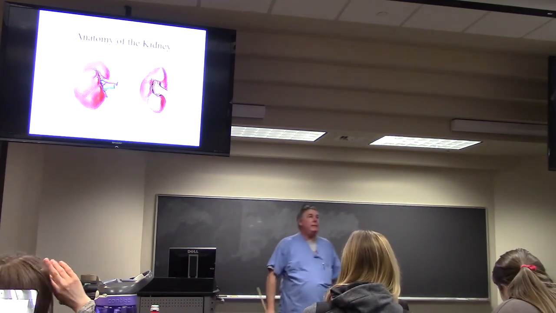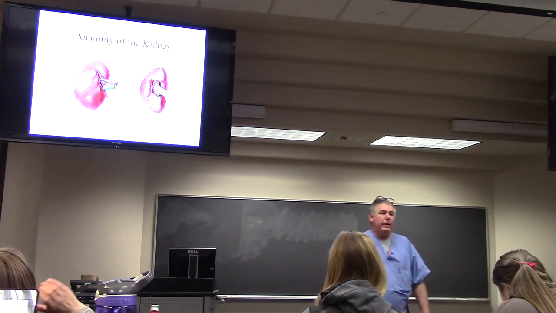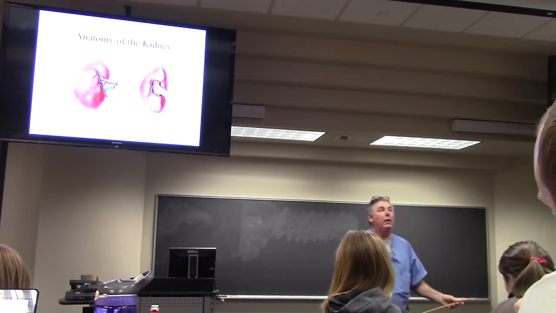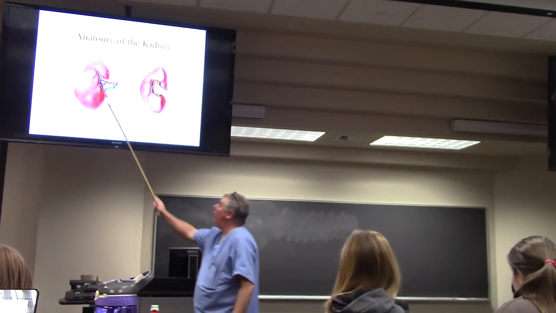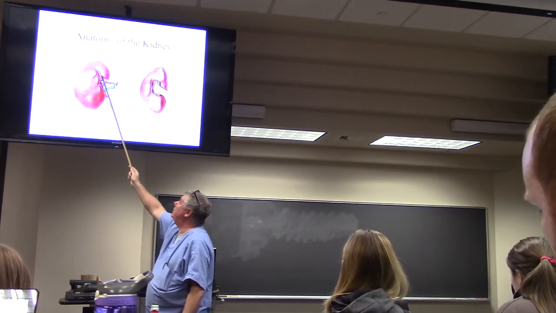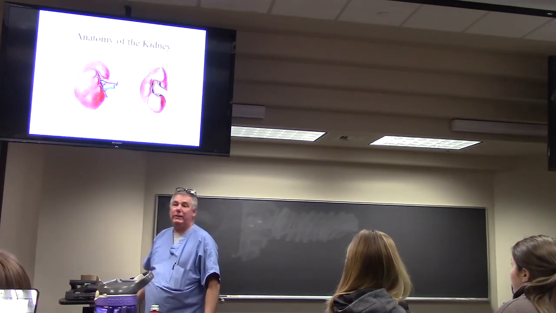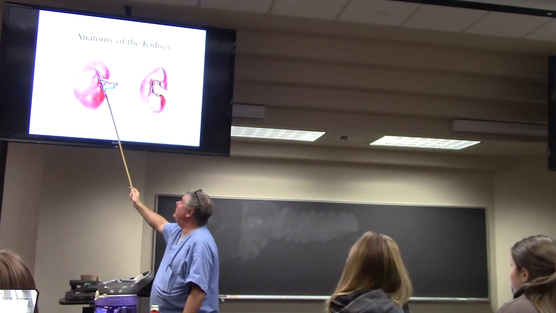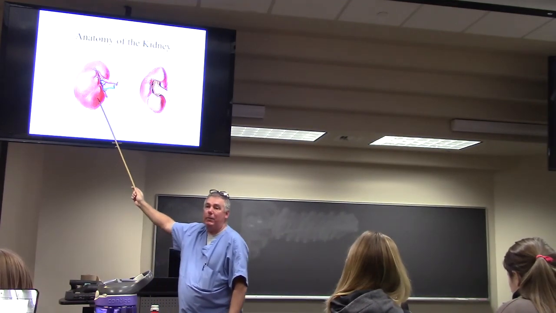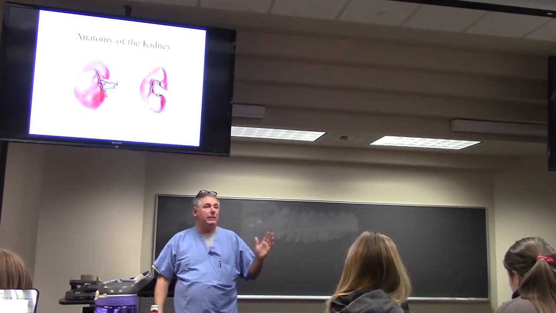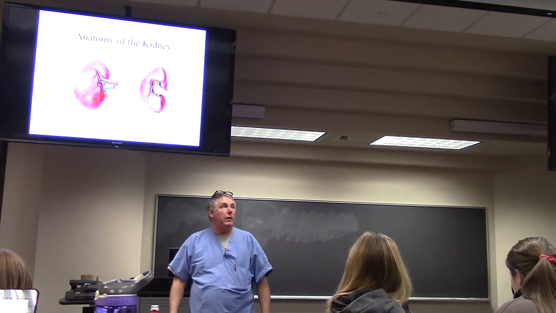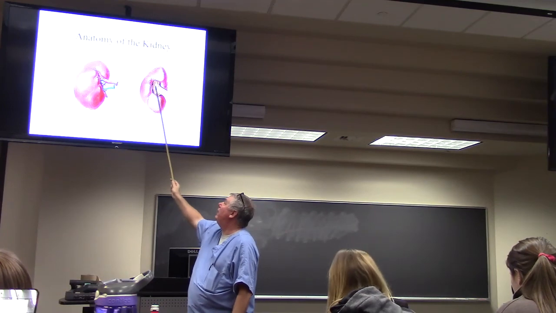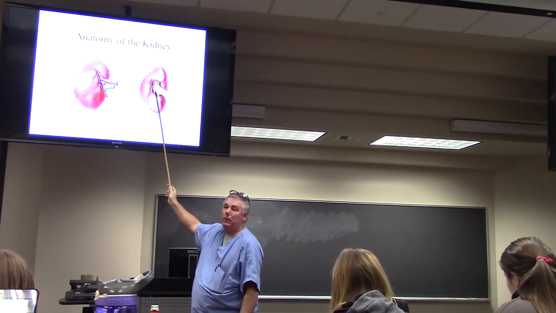The anatomy of the kidney itself, like the lung, the hilum is where things go into and out of. You'll see the renal artery breaks up into several different branches. The renal vein is coalescing from several different branches as well. The ureter exits the inferior part of the hilum of the kidney and heads down towards the bladder. This part of the ureter here is called the pelvis.